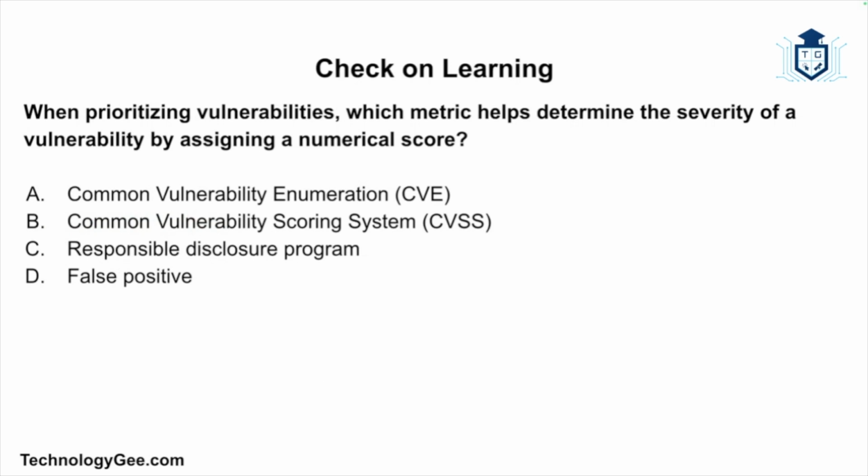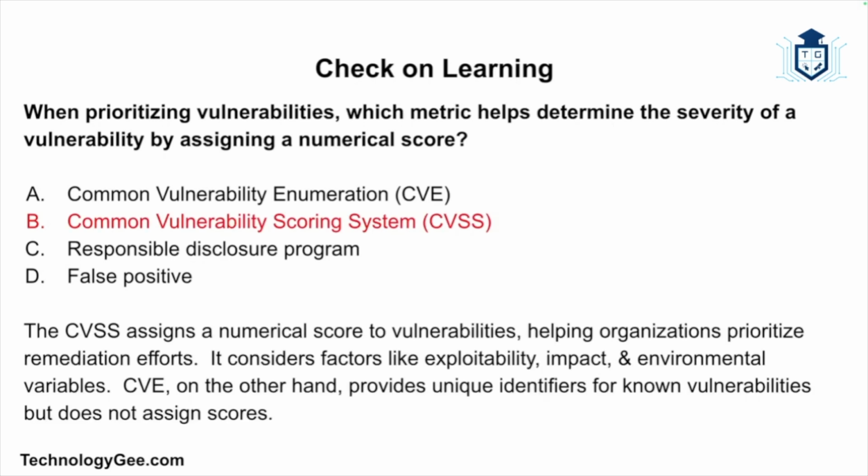Next question. When prioritizing vulnerabilities, which metric helps determine the severity of a vulnerability by assigning a numerical score? Is it the common vulnerability enumeration? Is it the common vulnerability scoring system? Is it the responsible disclosure program? Or is it a false positive? And the correct answer is the common vulnerability scoring system. So the CVSS assigns a numerical score to vulnerabilities, helping organizations prioritize remediation efforts. It considers factors like exploitability, impact, and environmental variables. CVE, on the other hand, provides unique identifiers for known vulnerabilities, but does not assign scores.